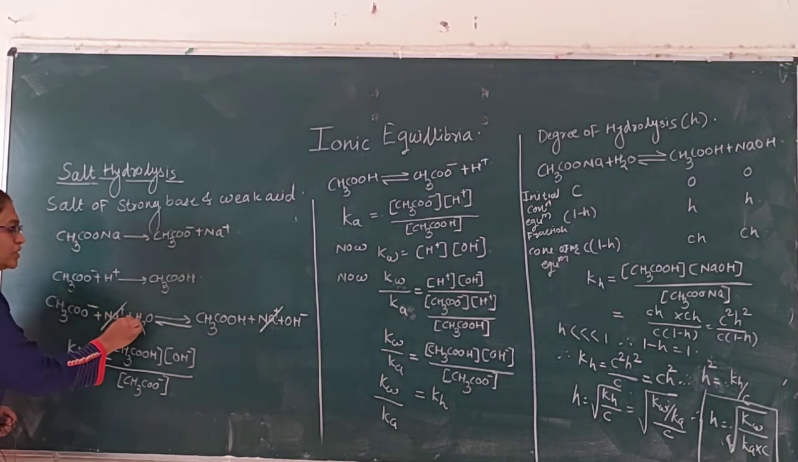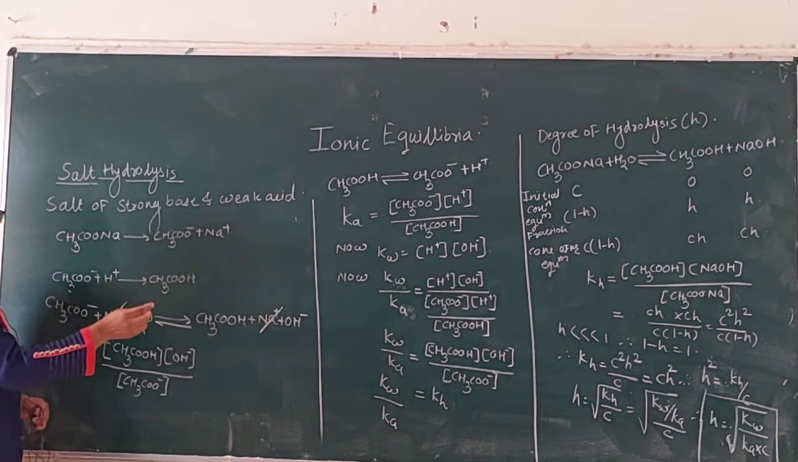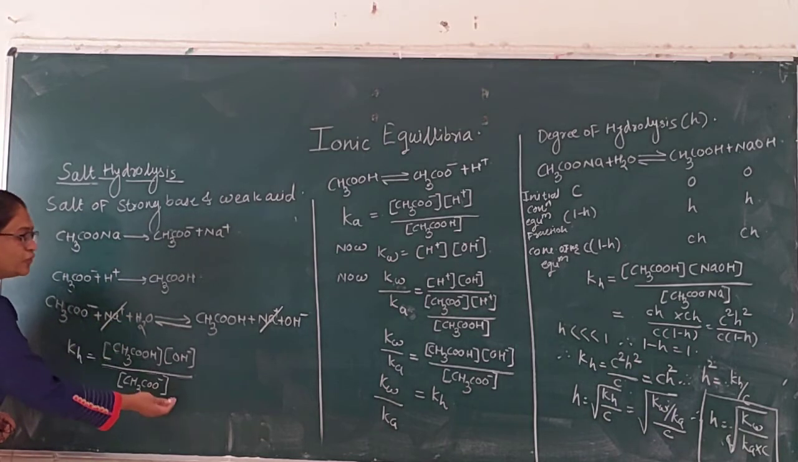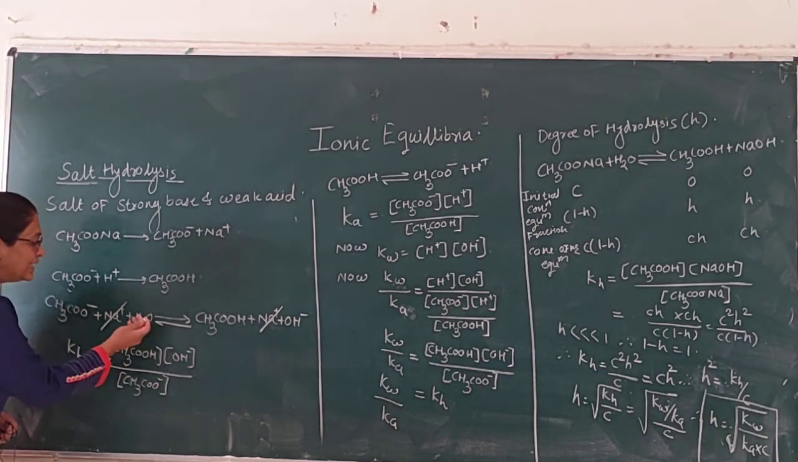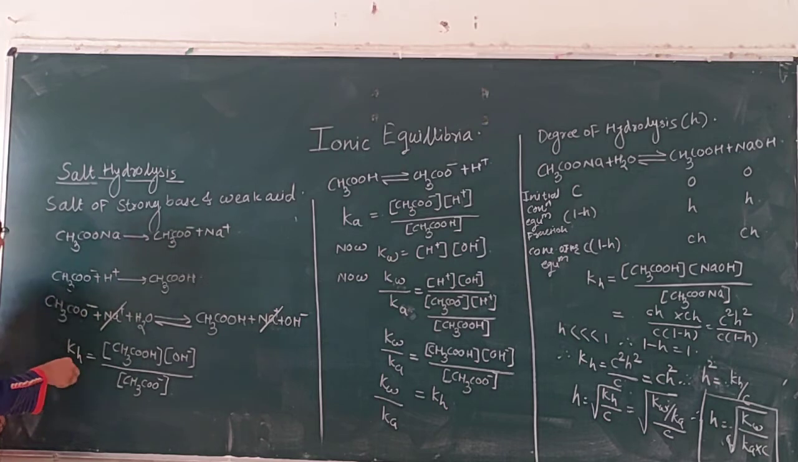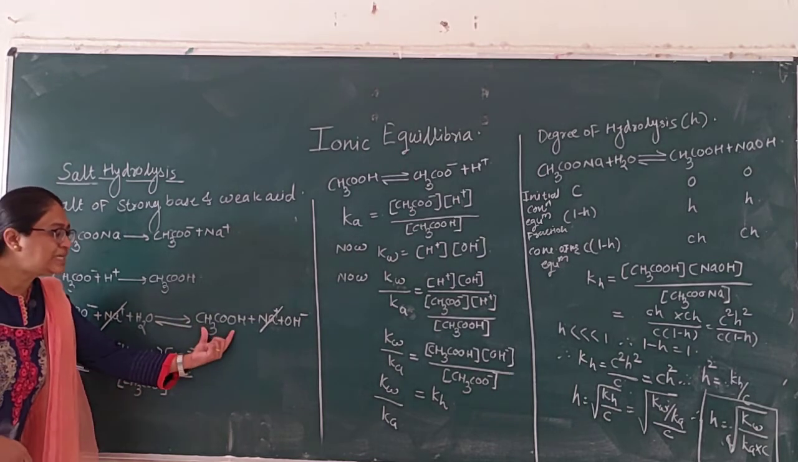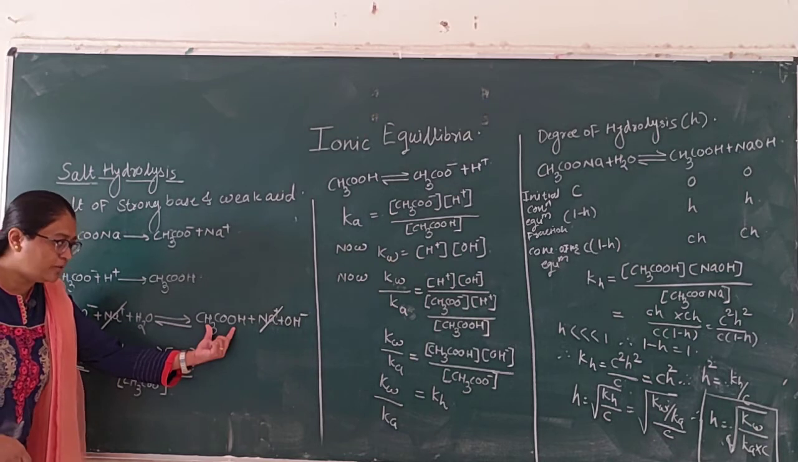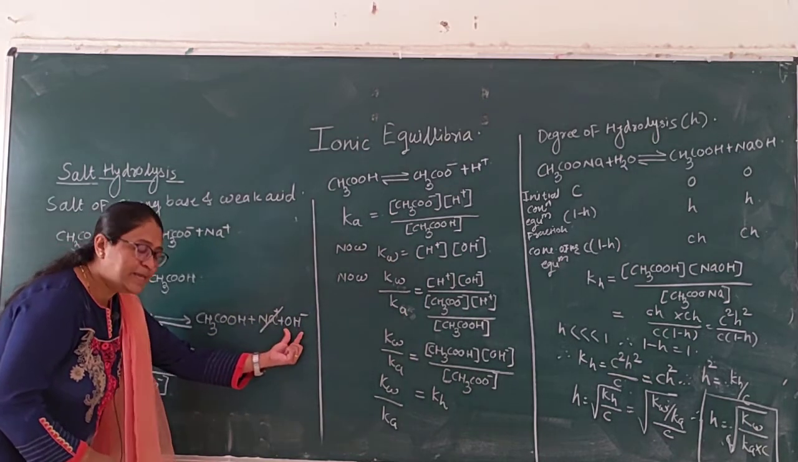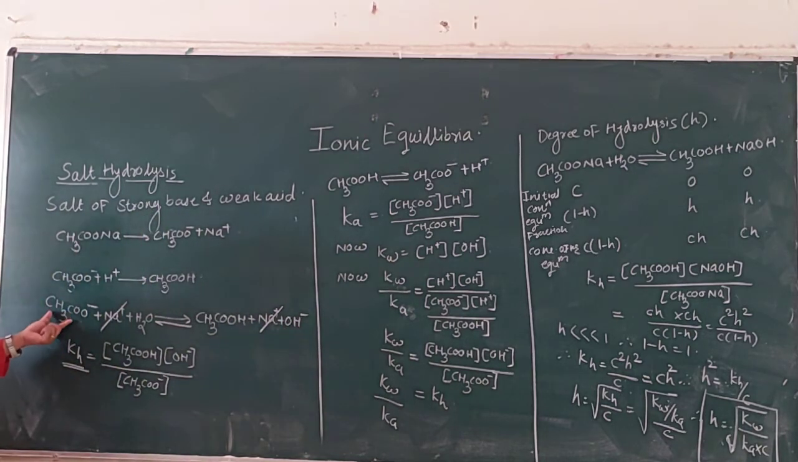Now here the water concentration is so large that it remains constant, and therefore it is not included here. This water constant and the equilibrium constant together are termed a new constant, which is called the hydrolysis constant. This hydrolysis constant is equal to the concentration of the free acid which is formed into the concentration of the free base divided by the concentration of the unhydrolyzed salt, that means the salt which remains unhydrolyzed.